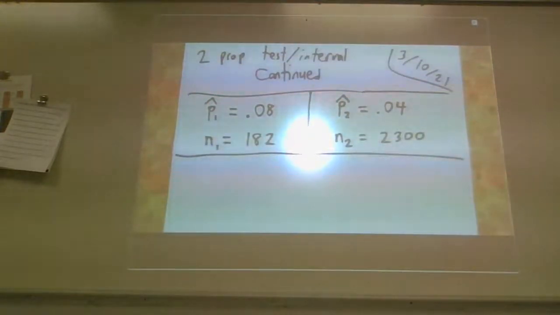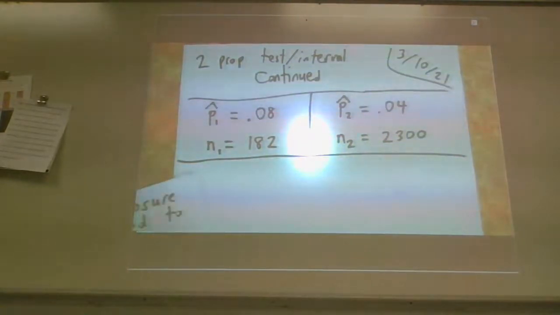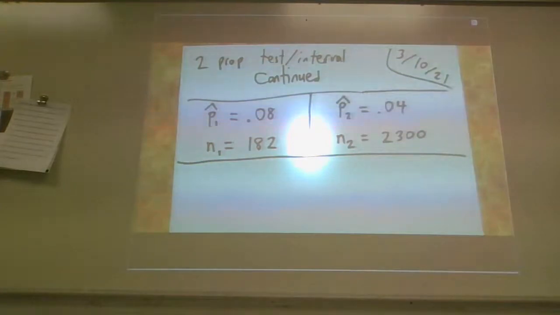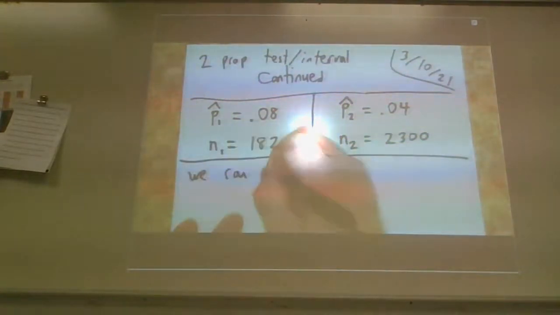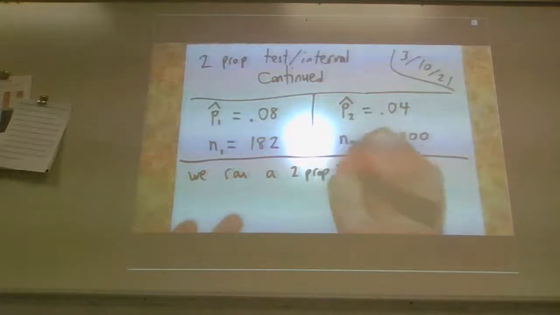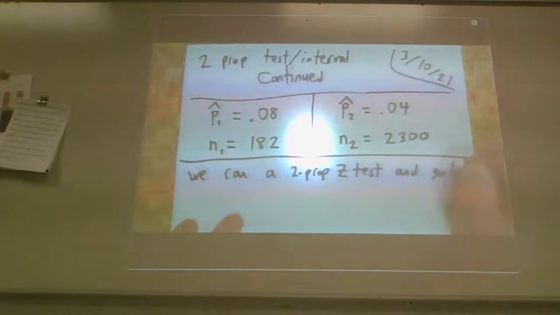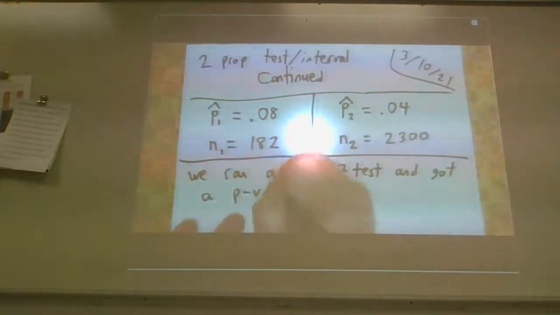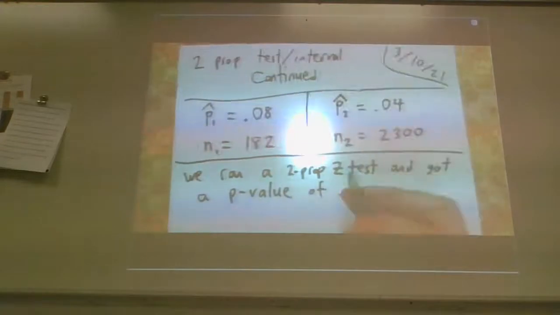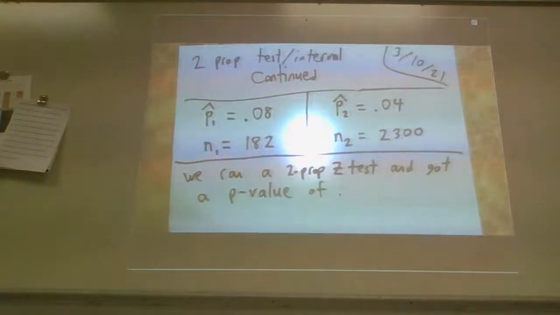Now, we ran this on the calculator. I'm just going to double check. There it is. Yep, 2 prop Z test on the calculator. And we got a p-value of 0.0033. So we ran a 2 prop Z test and got a p-value of, I already forgot the number, 0.0033, there it is.